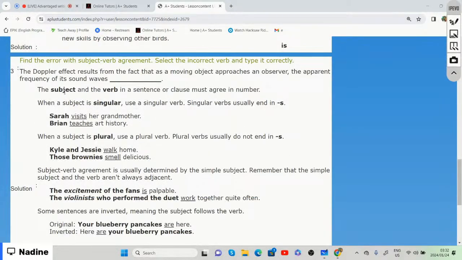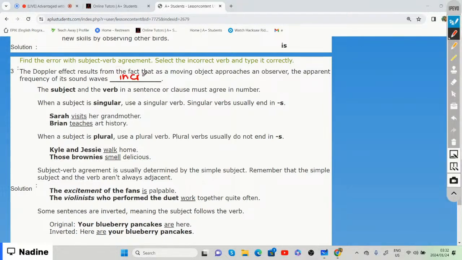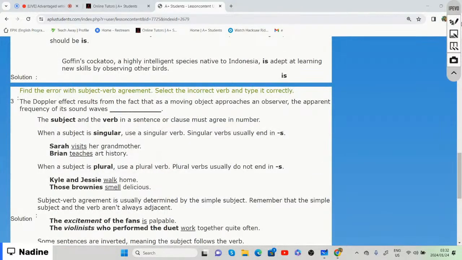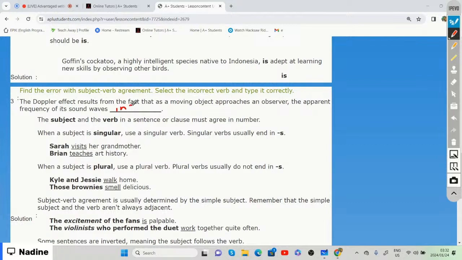And the Doppler effect results from the fact that as a moving object approaches an observer, the apparent frequency of its sound waves increases. So the sound waves, they increase. So we say the Doppler effect, it increases, which means it increases.